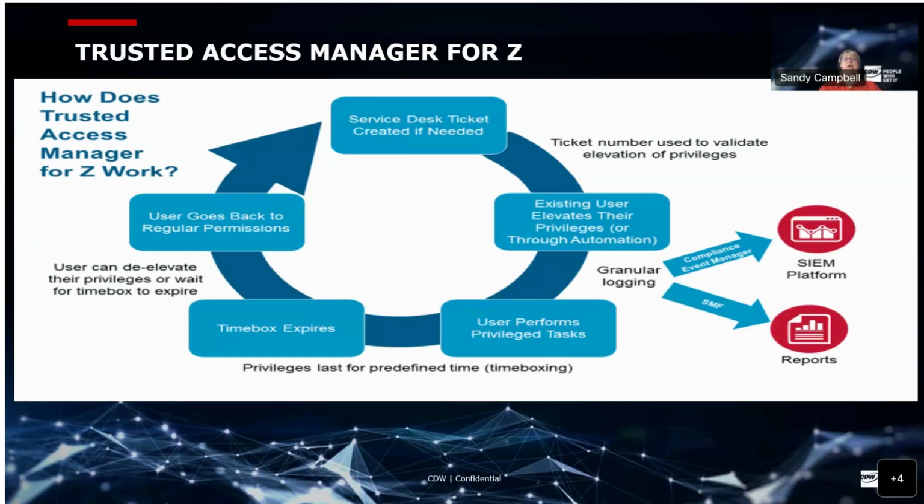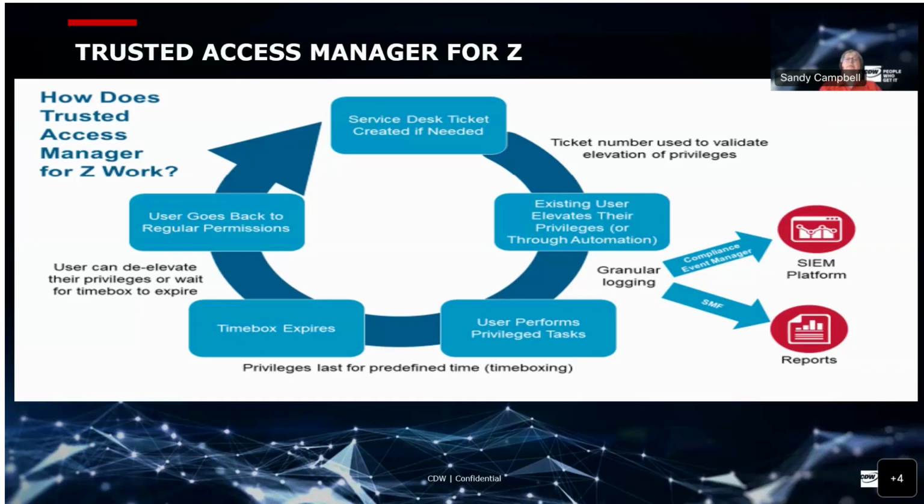So how does this work? You might create a service desk ticket if you need to. In there, you explain what you need these privileges for. They're validated through your service desk ticket and its approval. You're going to elevate the privilege that's needed, either manually or through automation, depending on what it is. You send that off to your SIM, and you do your logging to SMF, as we always do. You're going to perform your privileged tasks.